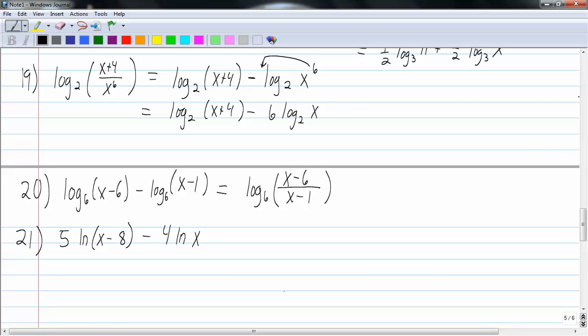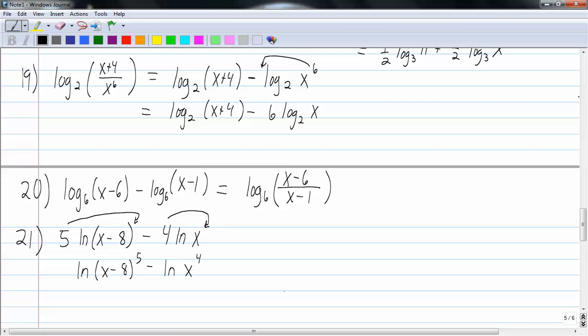All right, so the first thing we want to do here is if we have any numbers in front of the logarithms, we want to apply the power rule. So, see, I have a 5 here, so I want to bring that up here as the power. We have a 4 here, I want to bring that up there as a power. So this is natural log of x minus 8 raised to the 5th power minus natural log of x raised to the 4th power.